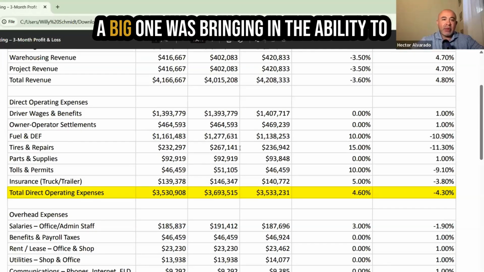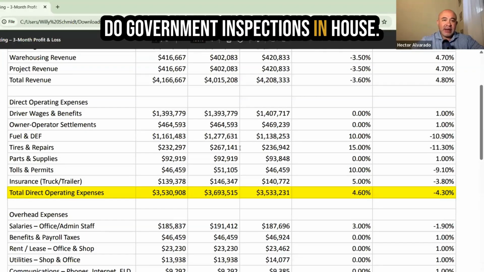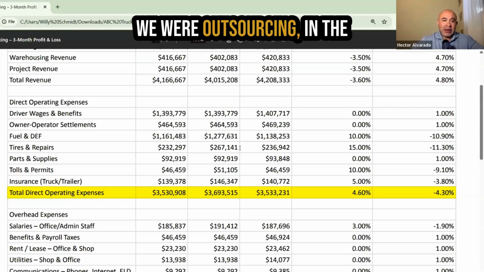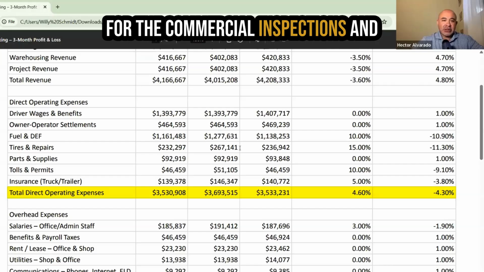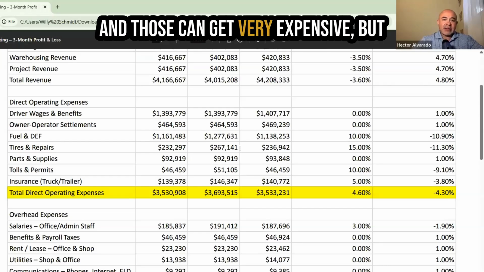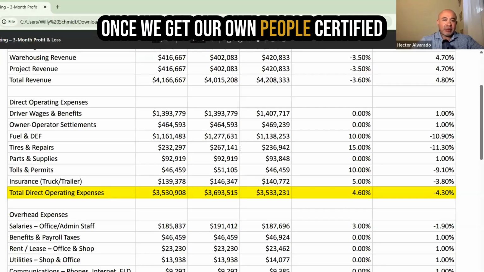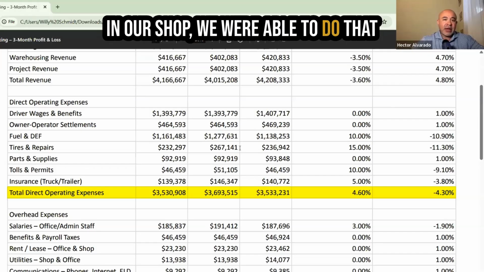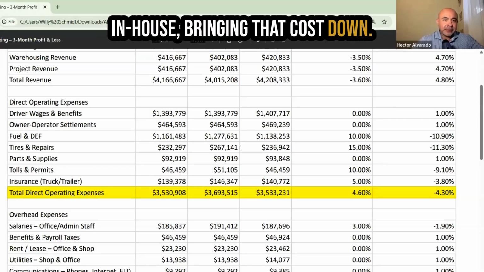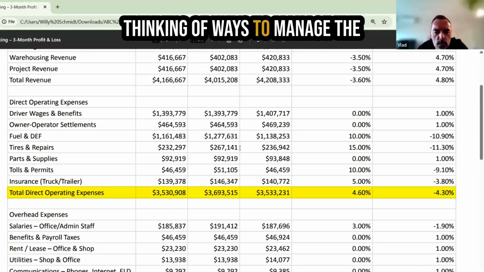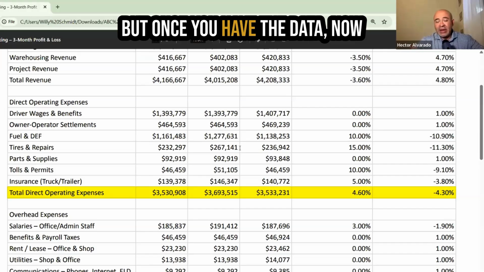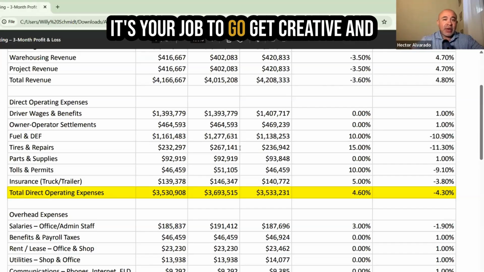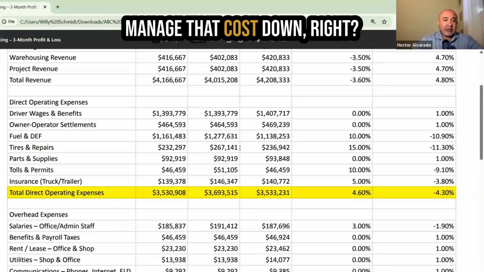Yeah, absolutely. A big one was bringing in the ability to do government inspections in-house. We were outsourcing, in the trucking world, what we call CVIPs for the commercial inspections. And those can get very expensive. But once we got our own people certified in our shop, we were able to do that in-house, bringing that cost down. Thinking of ways to manage the cost is what we do as leaders. But once you have the data, now it's your job to go get creative and manage that cost down, right?